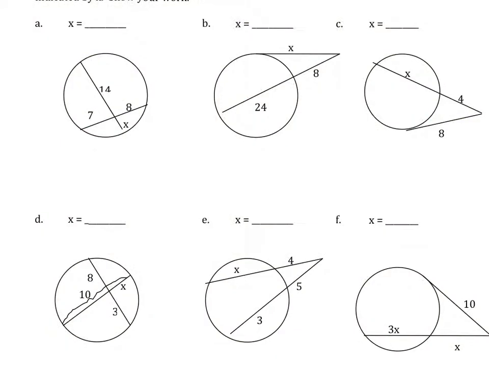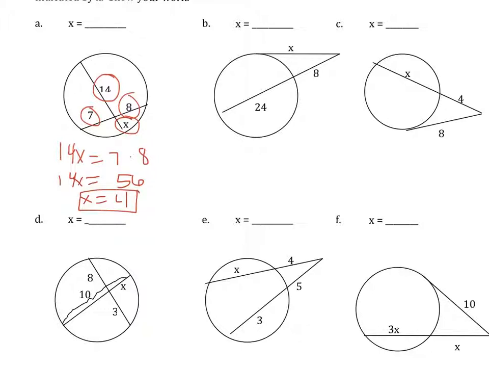All right, the first thing I ask myself when I do these is, what do I have? Do I have part? Do I have chord? Do I have secant, or do I have secant, tangent? In this one, I have chord. So I know that my rule is these two pieces, 14 and x, will equal these two pieces multiplied together, so 7 times 8. That happens to be 56 on the right and 14x. If I divide by 14, I find out that x equals 4.